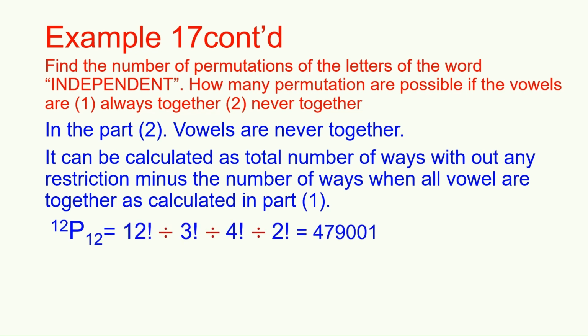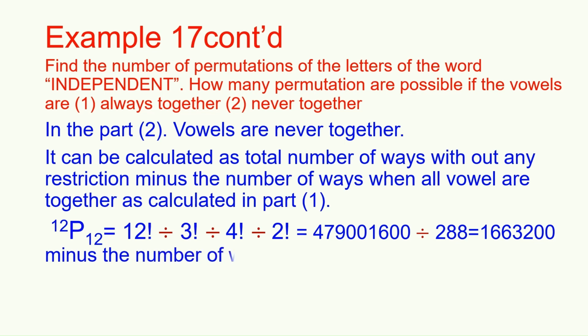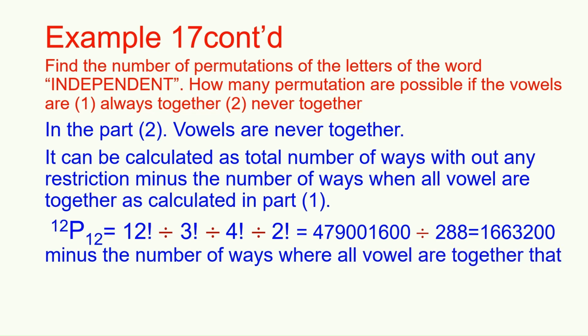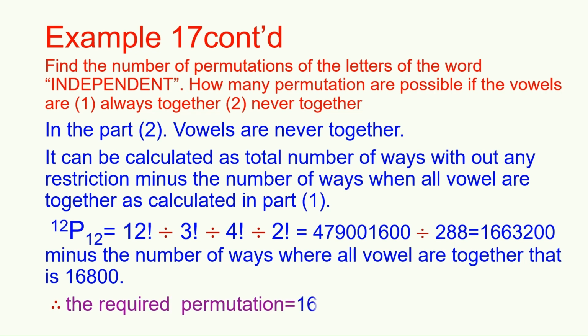12P12 equals factorial 12 divided by factorial 3 divided by factorial 4 divided by factorial 2 equals 479001600 divided by 288 equals 1663200, minus the number of ways where all vowels are together, that is 16,800. Therefore, the required permutation equals 1663200 minus 16,800 equals 16464000.